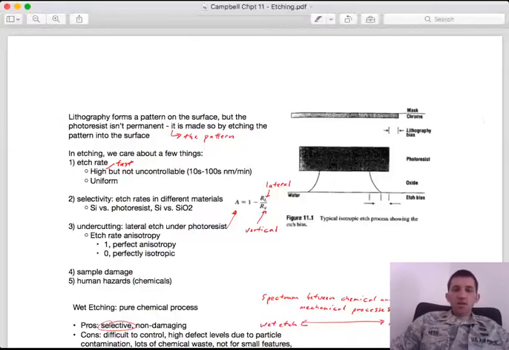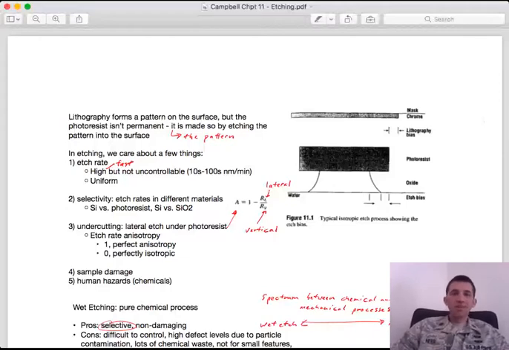So on the one end, we have selectivity, but no anisotropy. On the other hand, we have no selectivity, but very high anisotropy. And then there's a few processes in between that kind of give you a mix, right, where you have some chemical and some mechanical processes going on. Okay, so that's the spectrum.